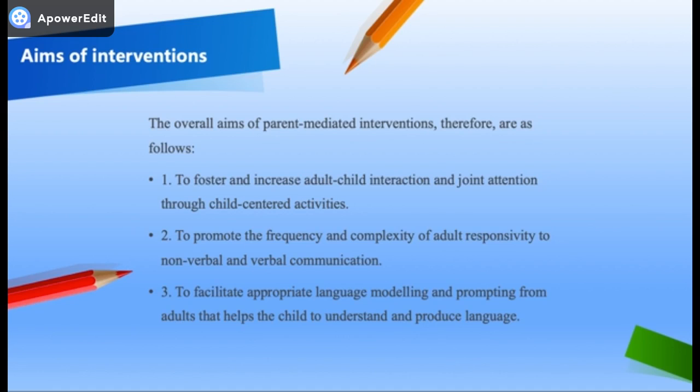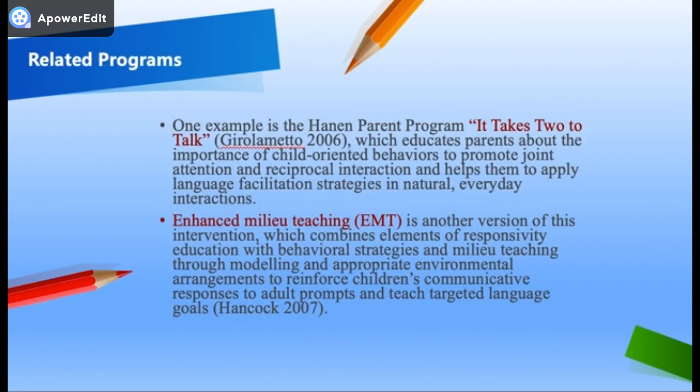There are 2 related programs. First is It Takes 2 to Talk by the Hanen Parent Program, which is educating parents about the importance of child-oriented behaviors to promote joint attention and reciprocal interaction and help them to apply language facilitation strategies in natural everyday interactions. The other one is EMT, Enhanced Milieu Teaching, which combines elements of responsiveness education with behavior strategies and milieu teaching through modeling and environmental arrangements to reinforce children's communicative responses to adult prompts and teach target language goals.